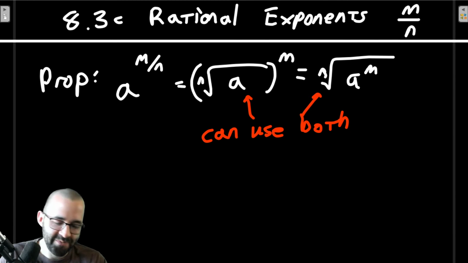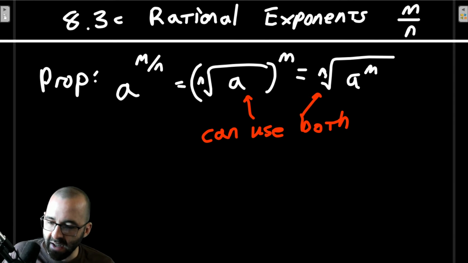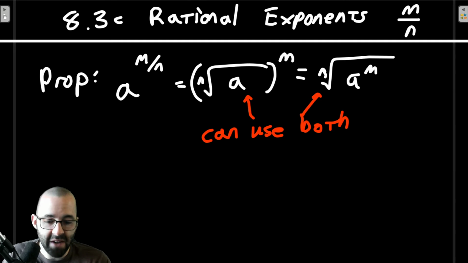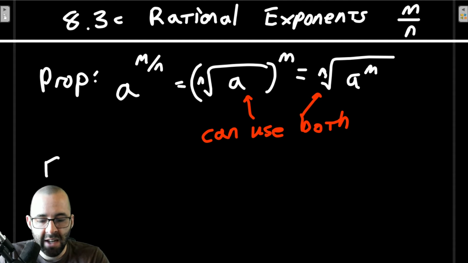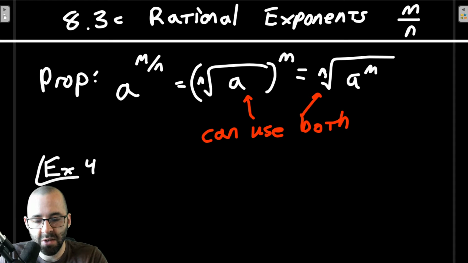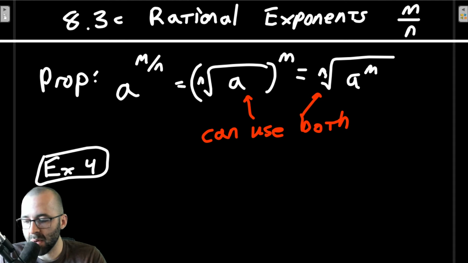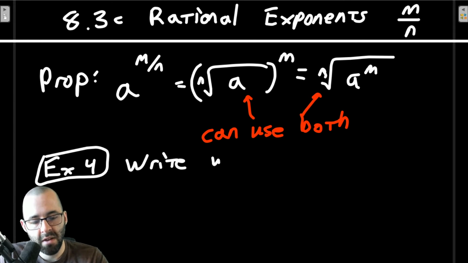All right, so here we go. This is, again, once you have this property, it's almost the same as the first video. So this one's going to be really short, and then you can get on those homework problems. But just like in the first video, the parentheses are the biggest factor here. So write with a rational exponent.